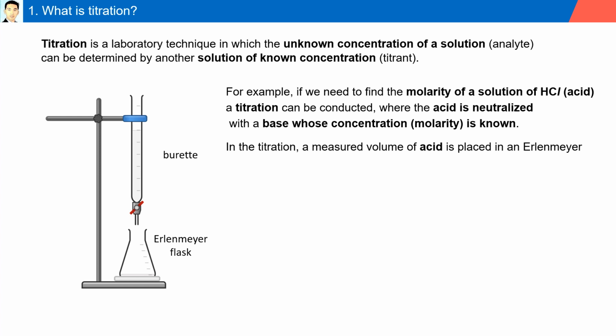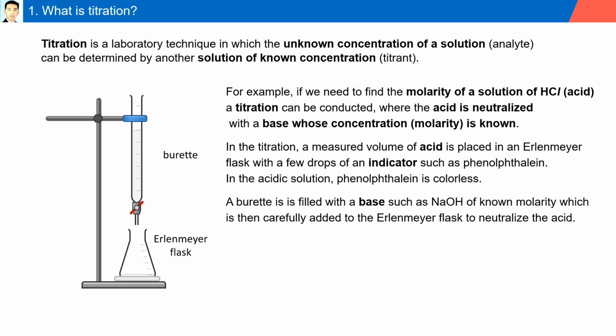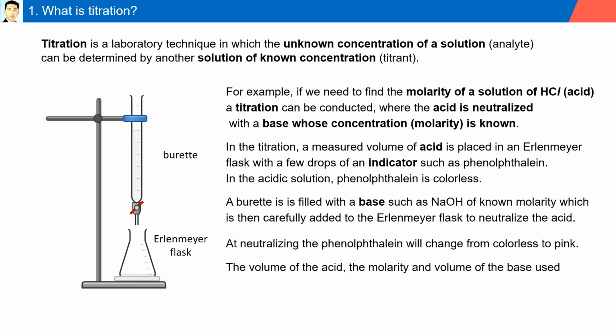In the titration, a measured volume of acid is placed in an Erlenmeyer flask with a few drops of indicator such as phenolphthalein. In the acidic solution, the phenolphthalein is colorless. A burette is then filled with a base such as sodium hydroxide of known molarity, which is then carefully added to the Erlenmeyer flask to neutralize the acid. At neutralization, the phenolphthalein will change from colorless to pink. The volume of the acid, the molarity and volume of the base used to neutralize the acid are then used to calculate the molarity of the acid.